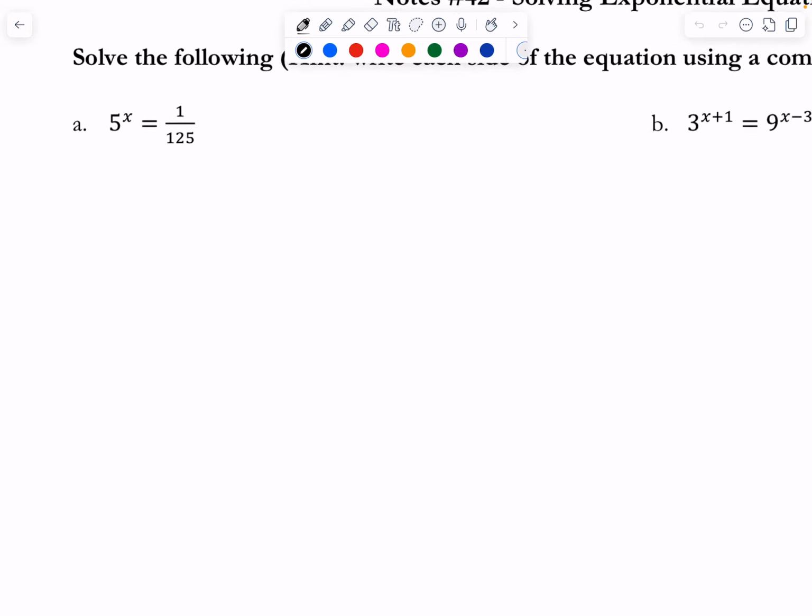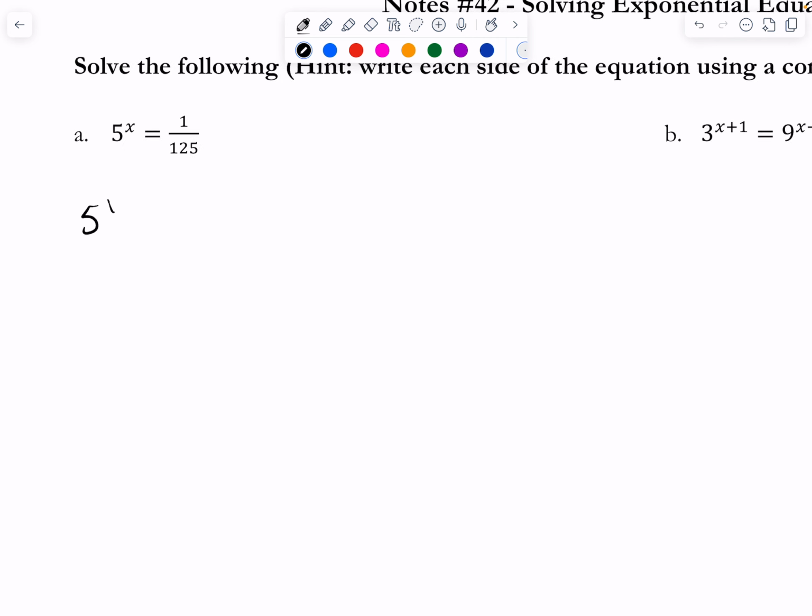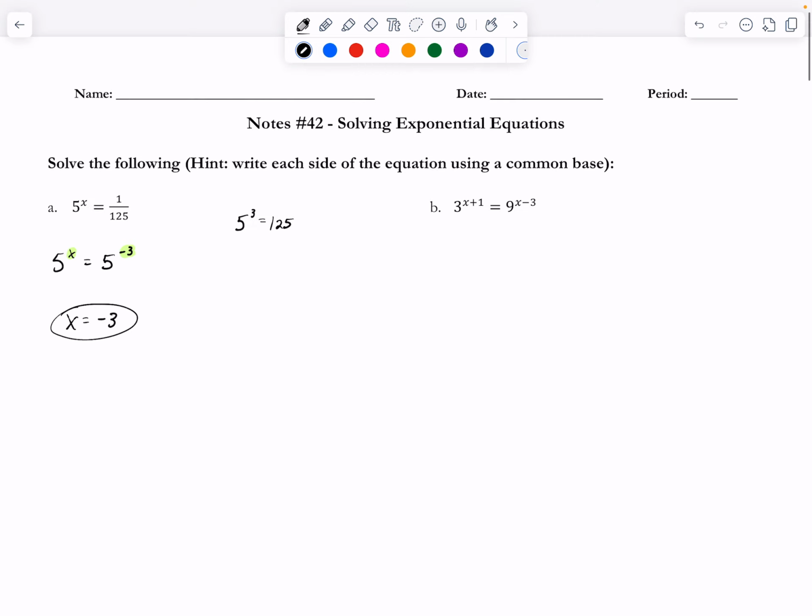We have 5 to the power of x equals 1 over 125. Well, I know that 5 cubed is 125, but it's not equal to 125, it's equal to 1 over 125. So I'm going to rewrite that as 5 to the negative third power. And when you have the same base, you can set the exponents equal to each other. So x is going to be equal to negative 3. That's the goal of this, to try to rewrite them with the same base, if possible.